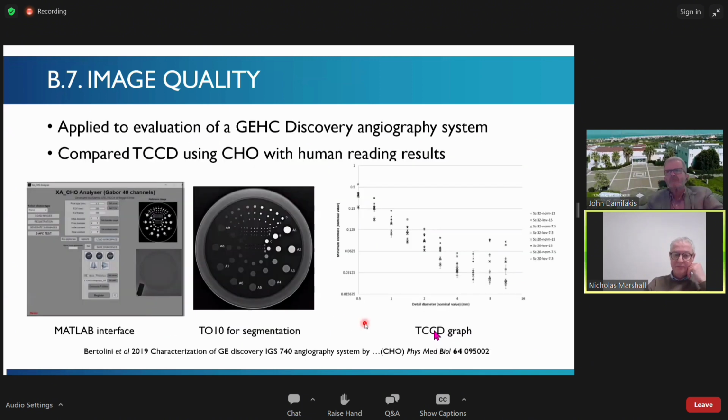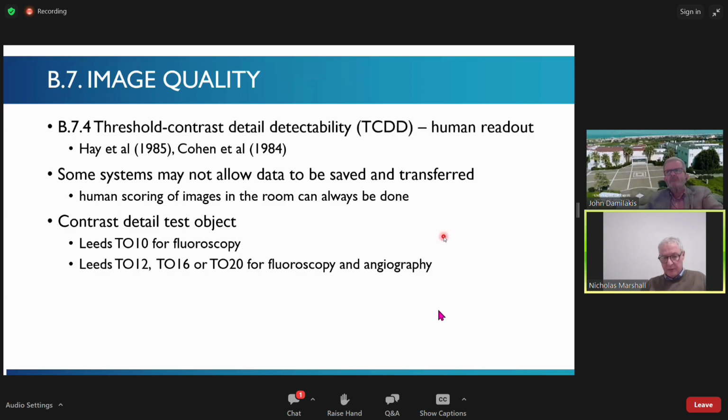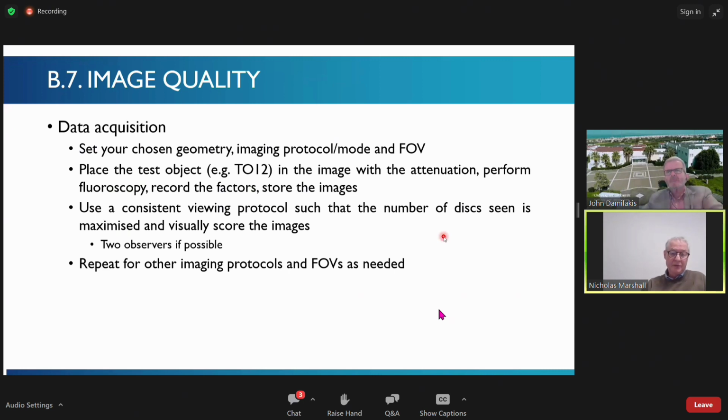And here's an example of Marco's method. So he has a CHO analyzer. This is TO10, I think. Then you segment these signals from here, and then you generate a contrast detail graph. Finally, you can do visual scoring, but I won't go into that because we don't have time. And also you can do a line pairs test object, so a sharpness test. And that can be done in a detector geometry or with a scattering material placed at the patient position, so you include some geometric unsharpness as well.